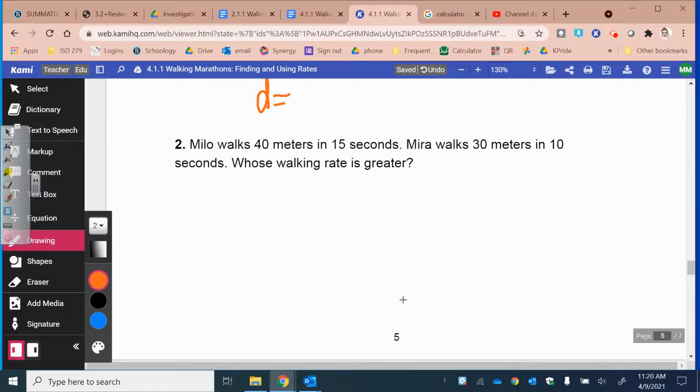Then in number 2, it says Milo walks 40 meters in 15 seconds. Mira walks 30 meters in 10 seconds. Whose walking rate is greater? So this is very similar to the problems we did last unit, where we're looking at unit rate. So I encourage you to find what's the unit rate for Milo, what is the unit rate for Mira, and then figure out who has a greater unit rate. And that unit rate, remember, is just their walking rate, however many meters they can walk per second.